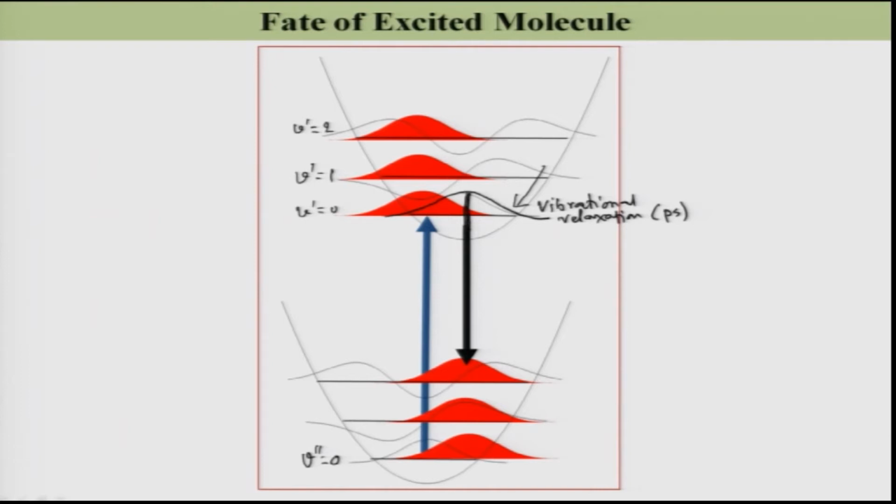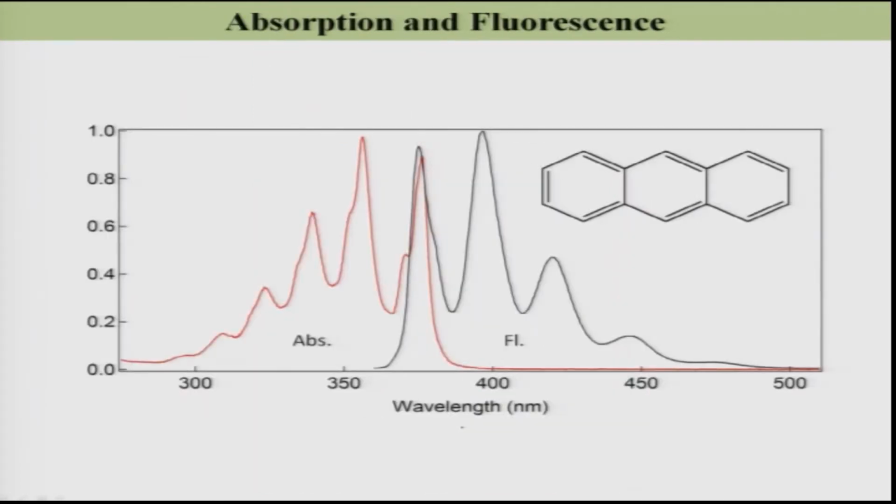So, here you see the overlap in this case is most in case of V double prime equal to 1, right. Here V double prime equal to 1 and here V double prime equal to 2, right. So, it is also guided by the Franck-Condon principle, right. Okay. So, that is what I show here, the absorption and fluorescence spectra of this molecule anthracene.